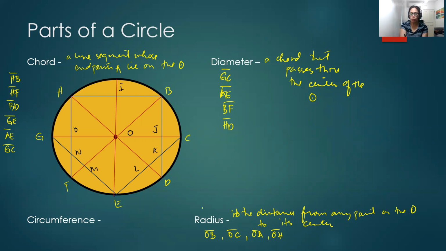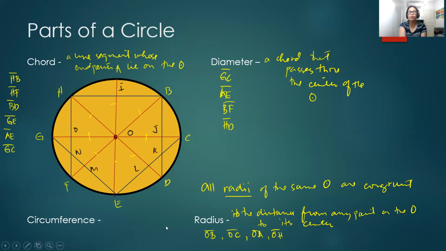So we can say also that all radii, which is the plural form of radius, of the same circle are congruent. So meaning all these radii of circle O are equidistant or congruent. Okay? So they are equidistant.